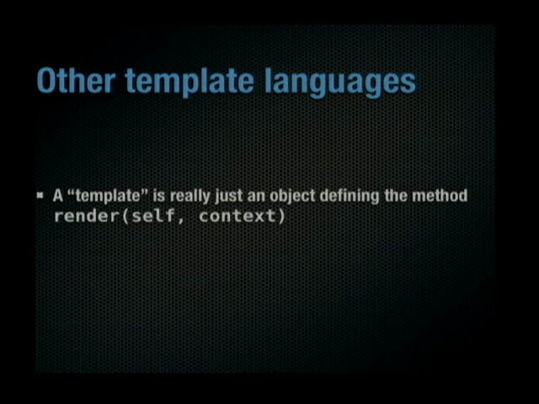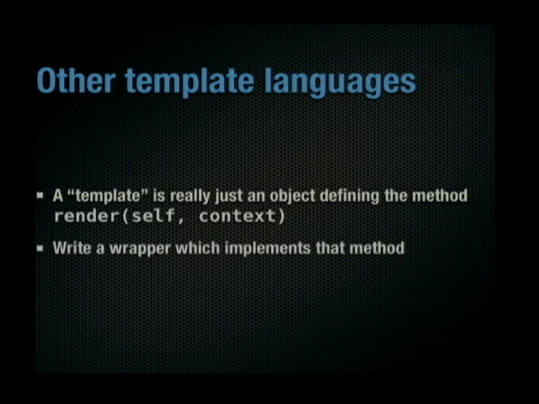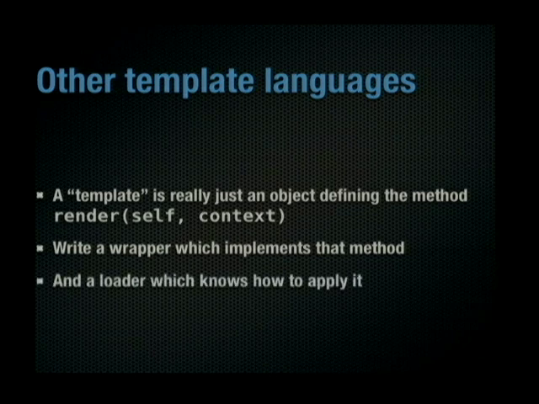This is where you can get into other template languages, because a template is really just an object that defines this one method. We don't really care beyond that whether it's a Django template, Jinja template, Genshi template, anything you like, which means if you can write a wrapper around your own template system that implements that method, and write a loader which knows how to go out and find a template from your template system and build this wrapper object, you can use any template system you want in Django. It's usually, I think, about 6 or 7 lines of code to use Jinja templates instead of Django templates by default. It's a little bit more to use Genshi or Mako or other systems like that.